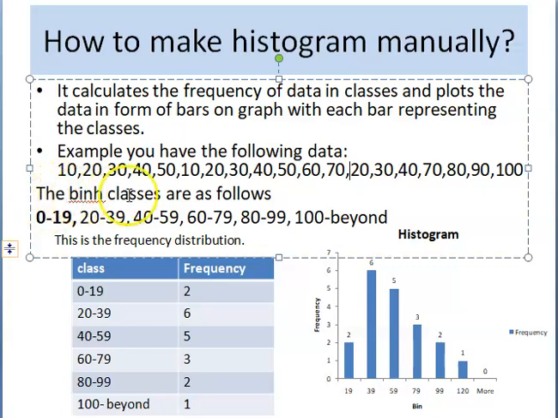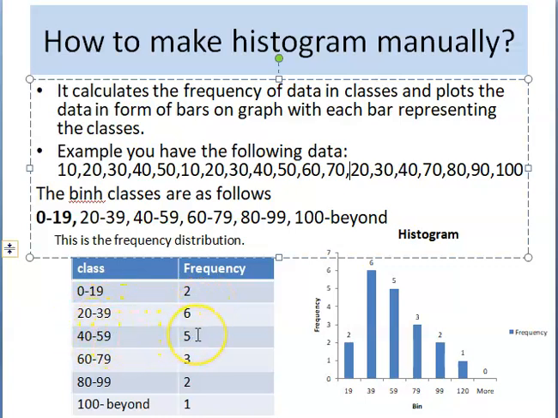So we have bins. Suppose I define 5 bins, 0 to 19, 20 to 39, 40 to 59, 60 to 79, 80 to 99, and 100 and beyond. So we can see here between 0 to 19, 2 entries are there. 20 to 39, 6 entries are there.